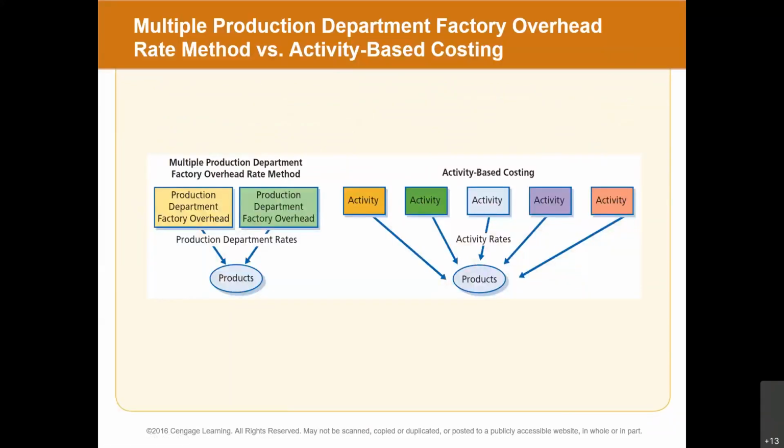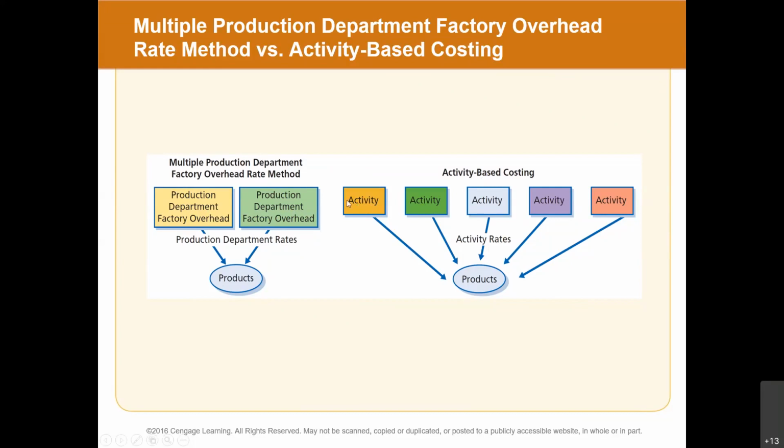So let's compare multiple departments versus using activity-based costing. We can see that in the departments we have our respective departments. We have our fabrication department and we have our assembly department, right? And then these two have their own respective rates that are applied to the products. Whereas in activity-based costing, we take each activity and allocate it to the products based on each individual activity rate.